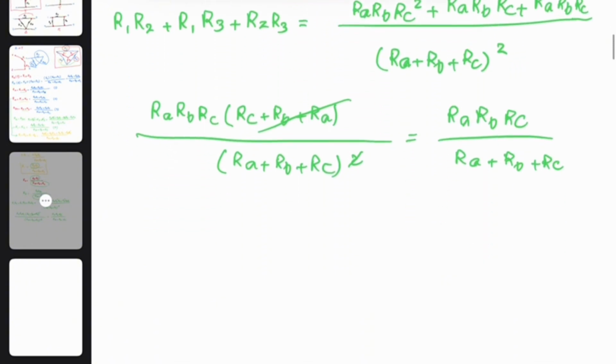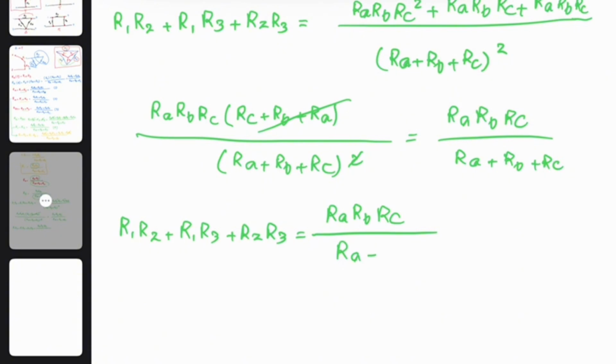So I can rewrite all of them as a final answer. R1 R2 plus R1 R3 plus R2 R3 is equal to Ra Rb Rc over Ra plus Rb plus Rc. I can call this one equation number 5.